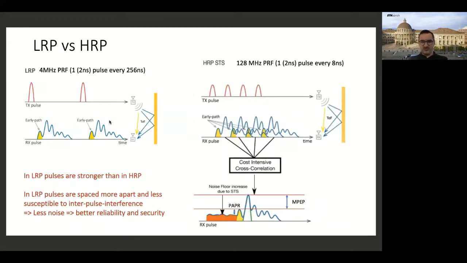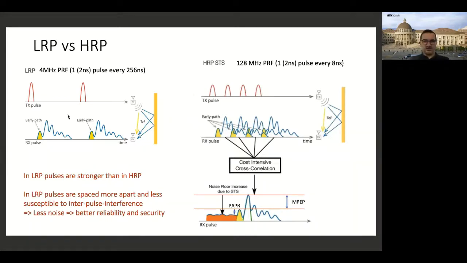So first, to maybe comment on LRP versus HRP in terms of thresholds, noise and spacing. Unlike in HRP, where all these pulses, as you can see, are tightly packed, right? So we have pulses which are 8 nanoseconds apart. This means that the interference, so the delay spread of one pulse, is going to affect the other pulses.